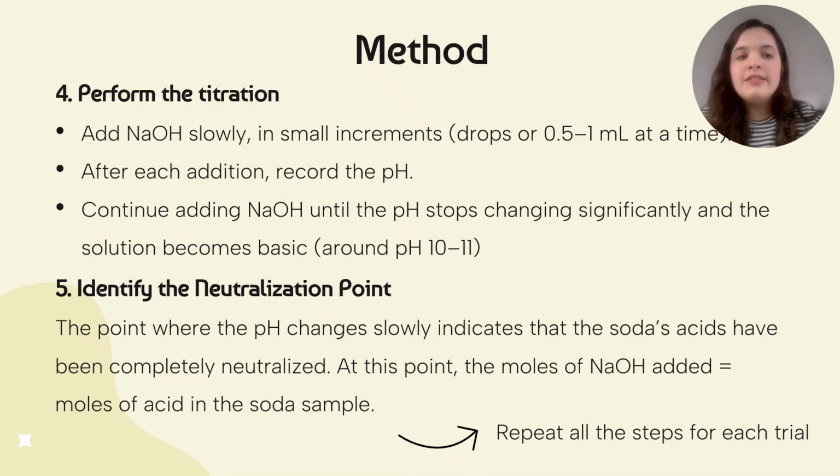And the last step is to identify the neutralization point. The point where the pH changes sharply indicates that the soda acid has been completely neutralized. So that's the neutralization point. At this point, the moles of the sodium hydroxide added is equal to the moles of acid in the soda sample. This is a very important thing for the observations and calculations that we will be seeing in this presentation. And you repeat all these steps for each trial.